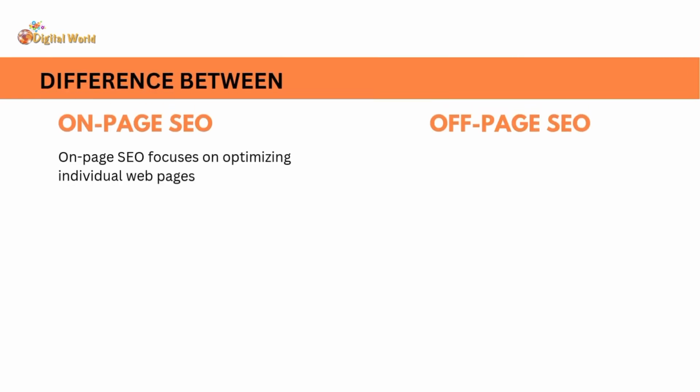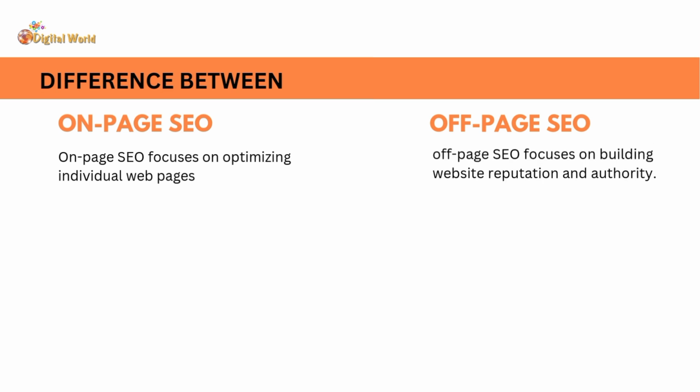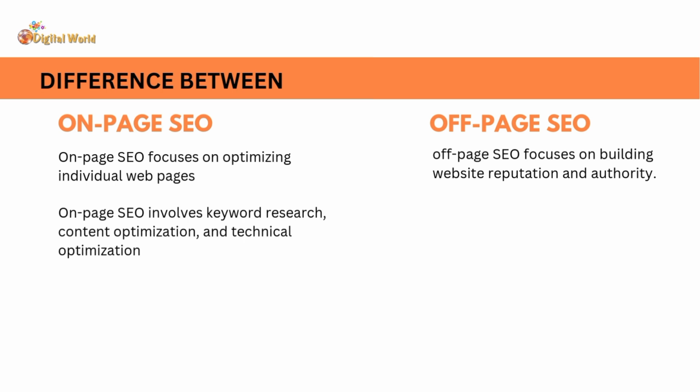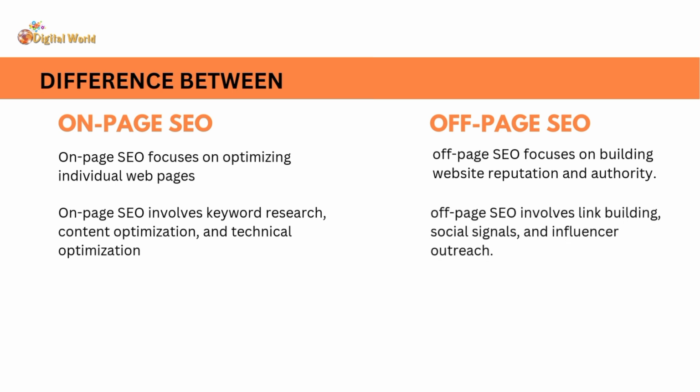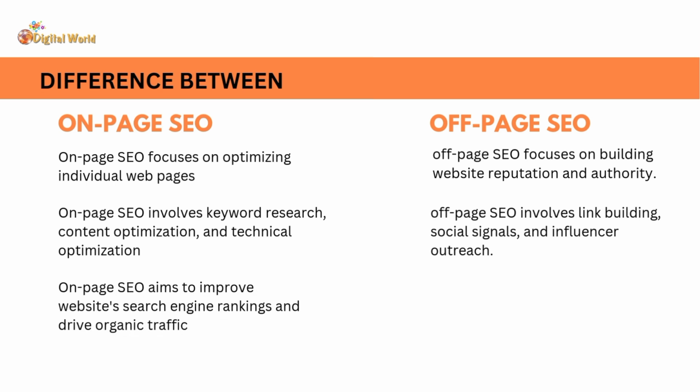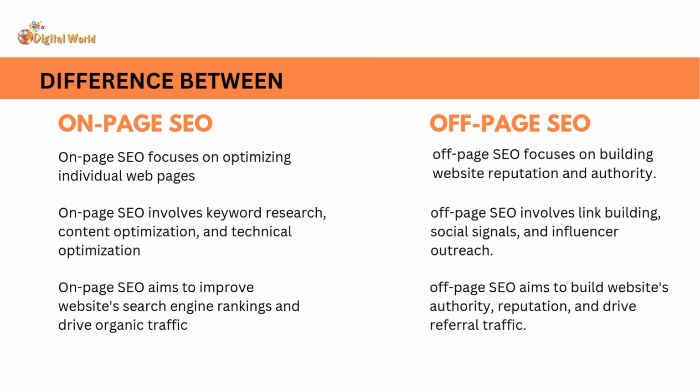Now we will talk about the difference between on-page SEO and off-page SEO. 1. On-page SEO focuses on optimizing individual web pages, while off-page SEO focuses on building website reputation and authority. 2. On-page SEO involves keyword research, content optimization, and technical optimization, while off-page SEO involves link building, social signals, and influencer outreach. 3. On-page SEO aims to improve websites' search engine rankings and drive organic traffic, while off-page SEO aims to build websites' authority, reputation, and drive referral traffic.